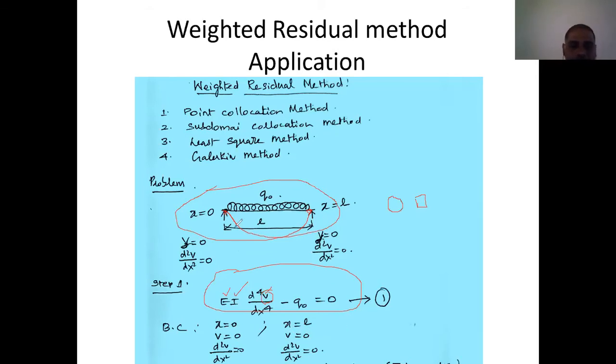Similarly, there won't be any moment at these particular points. We can denote it as d^2V/dx^2. Actually, EI d^2V/dx^2 is called the moment. When you equate it to 0, since EI is a constant, if you bring it to the other side, this term becomes 0. In turn, d^2V/dx^2 is equal to 0.